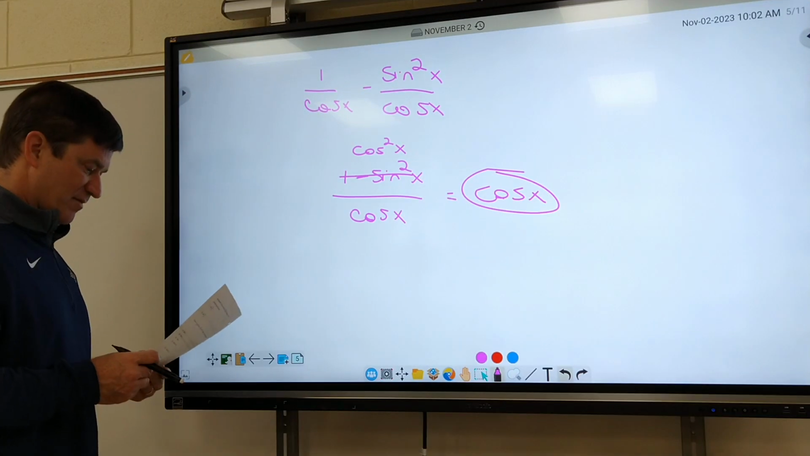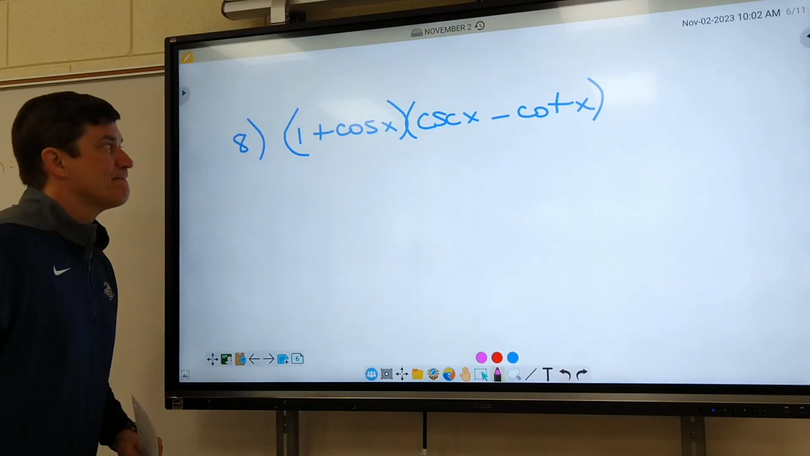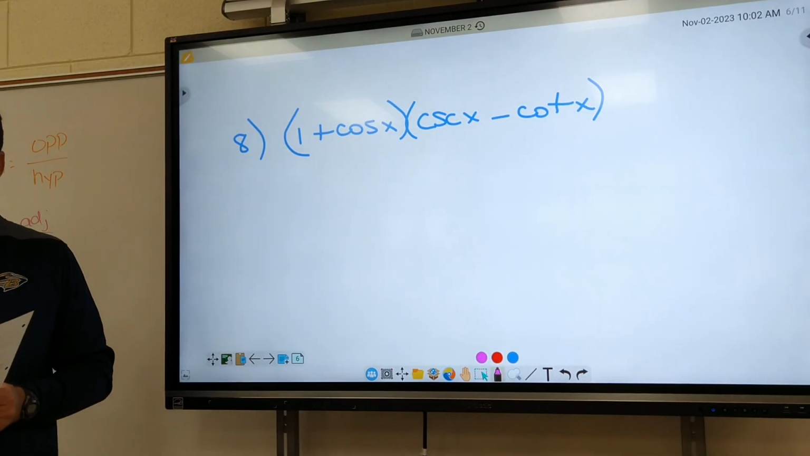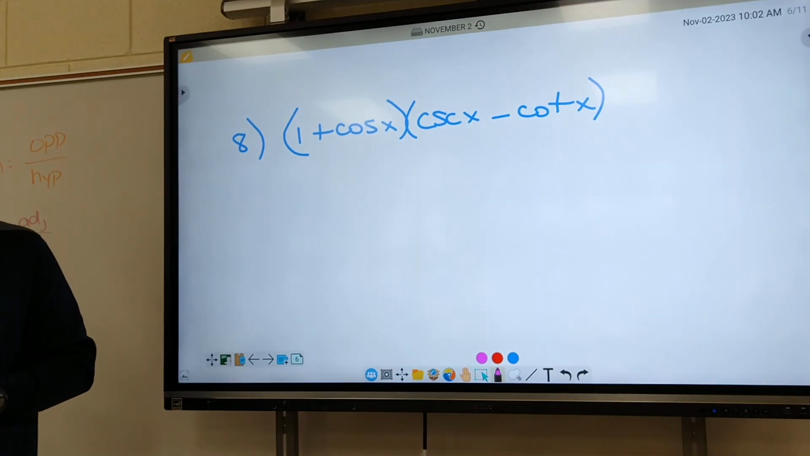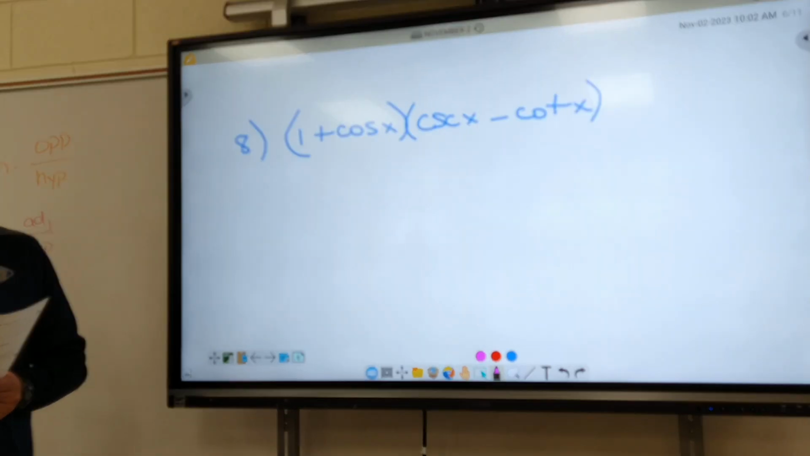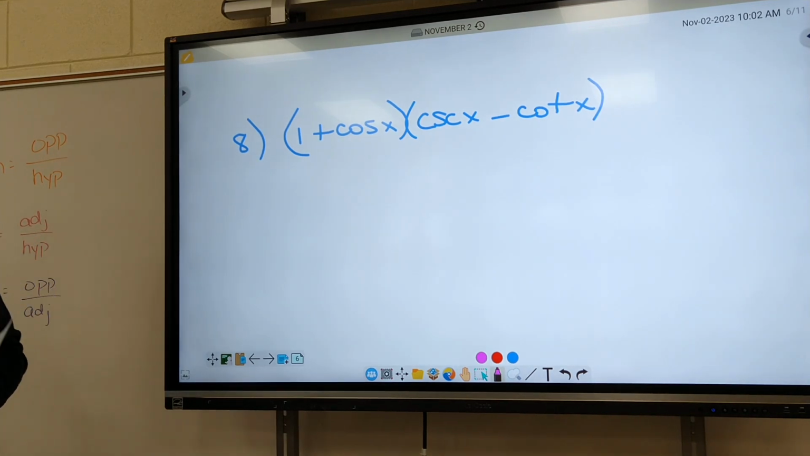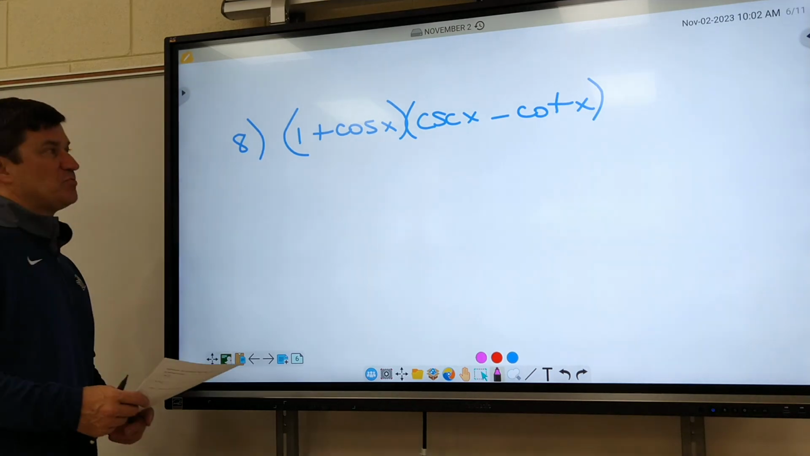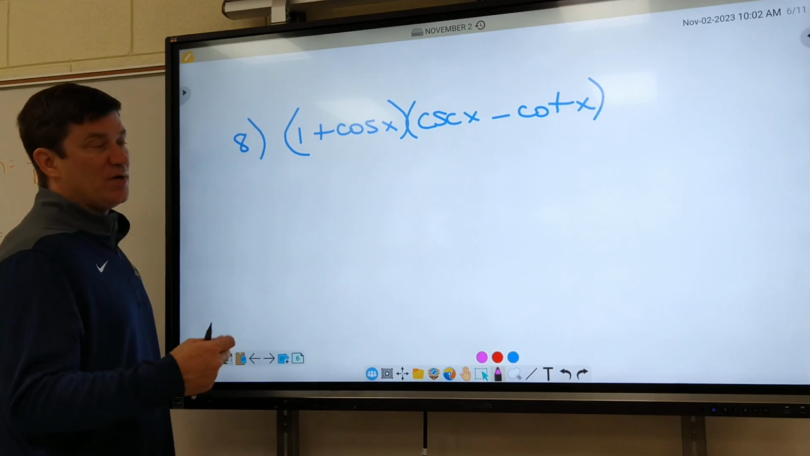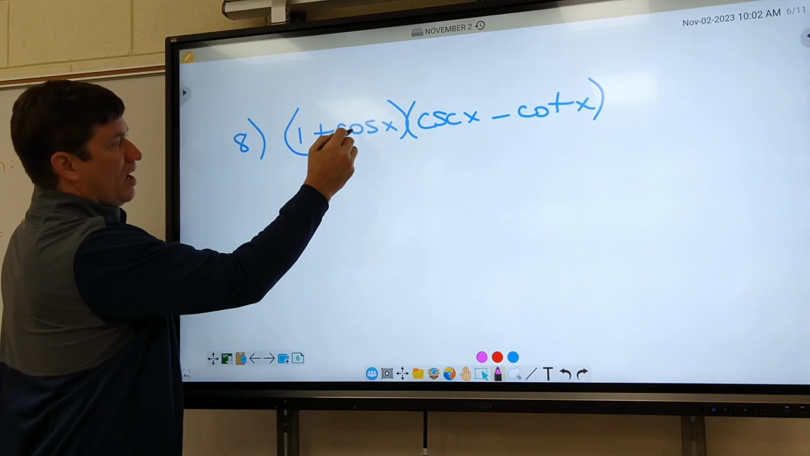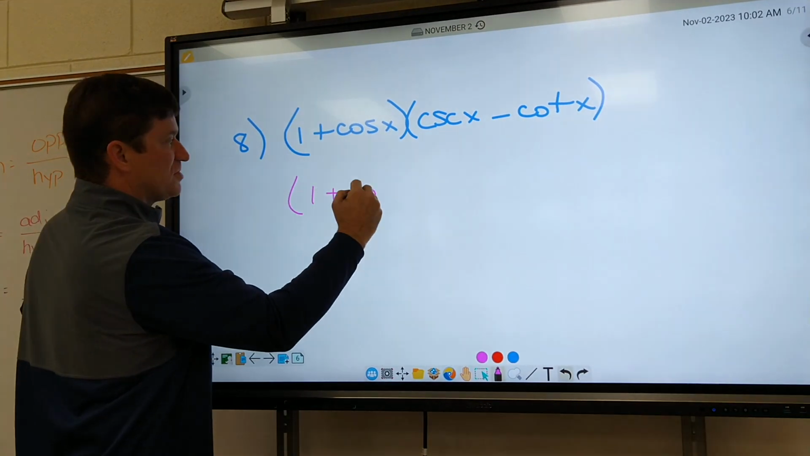All right, so that was 7. Let's go to 8. Okay, Ashland, number 8, we've got another FOIL method problem just like we had on number 6. Sorry, number 6 was kind of easy. 8's a little harder, because we need to go through first and change everything we can change. So 1's okay and cosine's okay. I'm just going to bring those down.